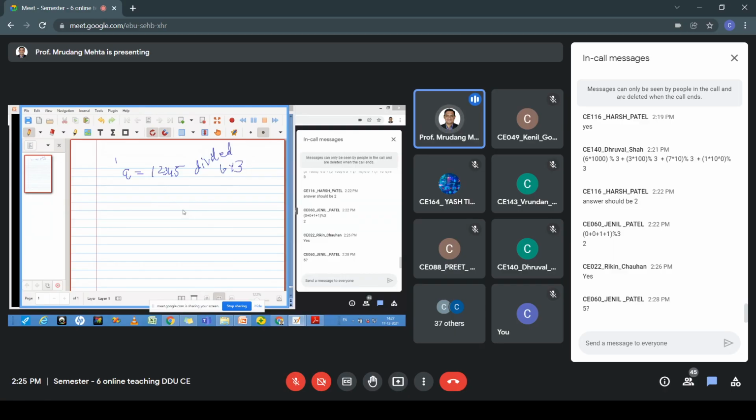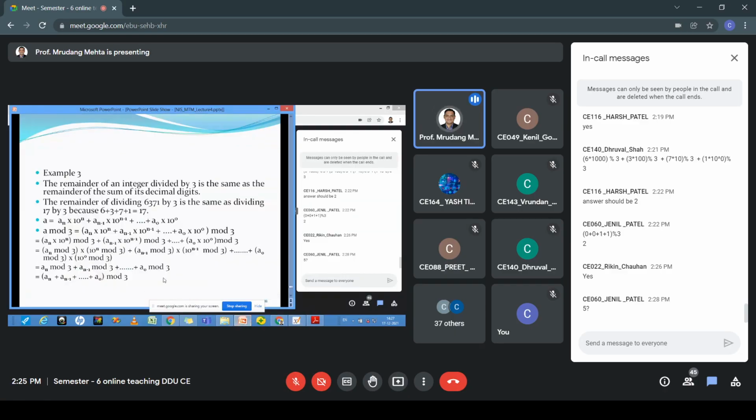Yes, instead of A, we have a 5-digit number. Then it is an into 10 raised to n, n equal to 0 to 4. Clear to all of you?